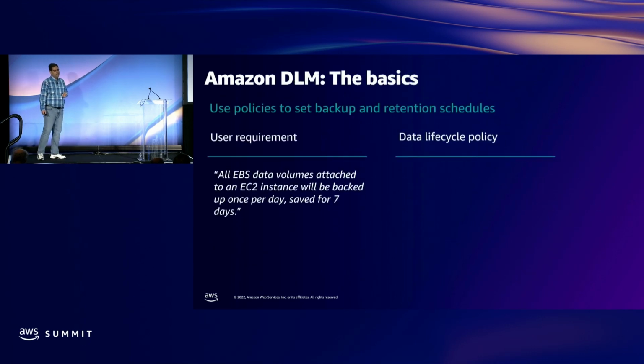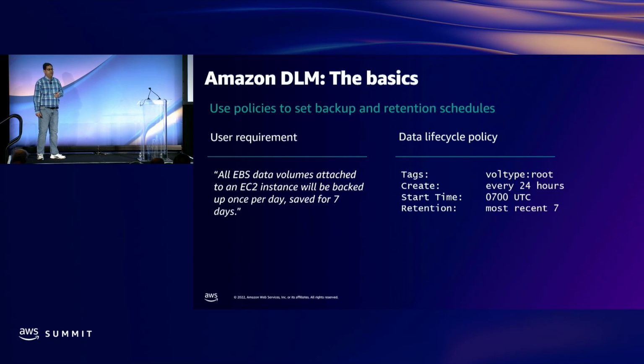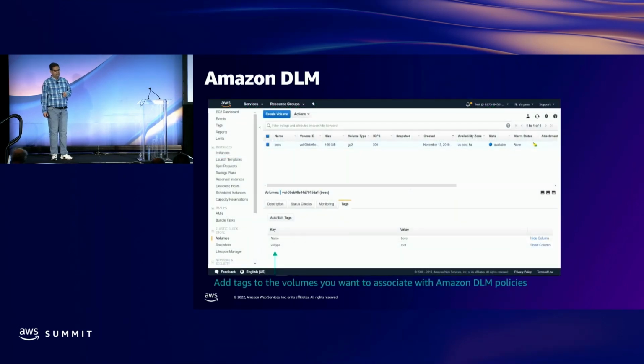So what sort of policies can you define? Really boils down to two simple things, right? The user requirement in this case is I want all EBS volumes attached to my EC2 instance to be backed up once per day, with copies being saved for 7 days. So in this case, what we say is the tags are vol type root. Again, we use tags. You can create every 24 hours, you provide a start time, and retain the most recent 7. So how do you do that in DLM?